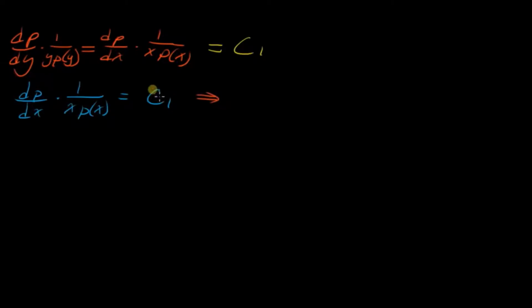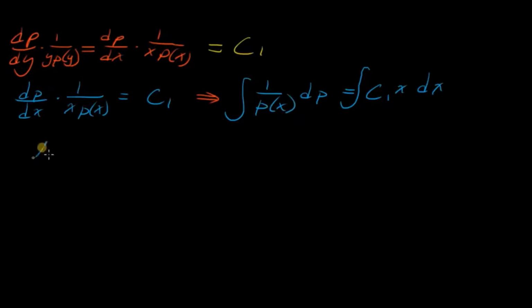So we would have 1 over p of x dp equals c1 times x times dx. And so now this is a separable differential equation. So we've separated the stuff by sides. And now we're just going to take the integral of both sides. And so this is going to become natural log of p of x. We don't need to do absolute value because we wouldn't have a negative probability anyway.